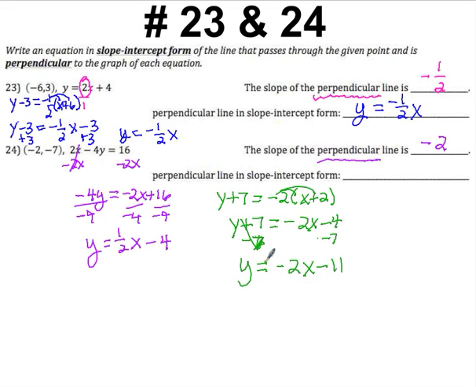I'm just going to double check. I have negative 2 here, positive 1/2 here. Those are perpendicular, so I know this is my line. So y equals negative 2x minus 11.